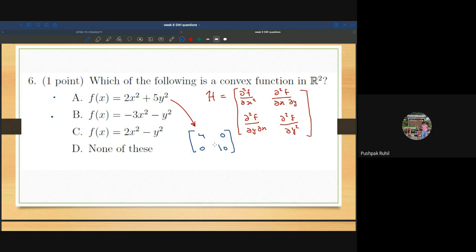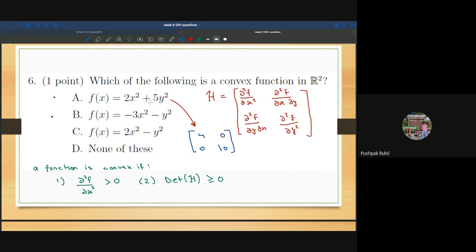So this is what we have. Let me state the rule which we have. Okay, so these are the two conditions that we have to satisfy.